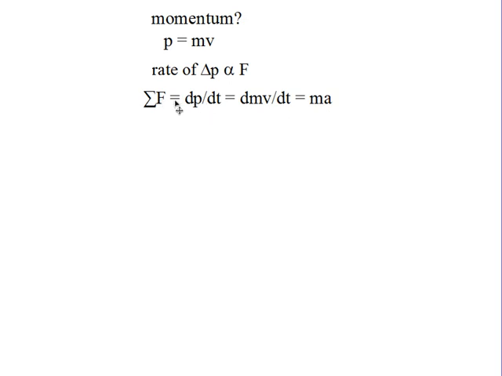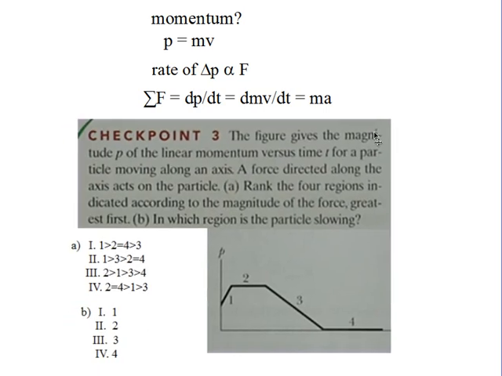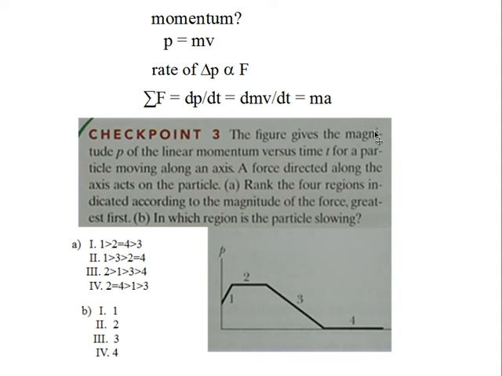But this relationship between force and momentum is the one that you will apply as you do this checkpoint. If it is a momentum time graph, then the derivative of momentum with respect to time is of course the slope. And using that idea, you should be quite successful at both questions A and question B for this checkpoint. Please, of course, put those on your worksheet.